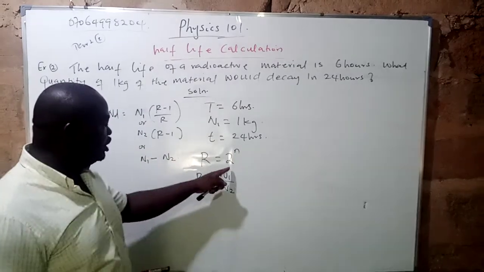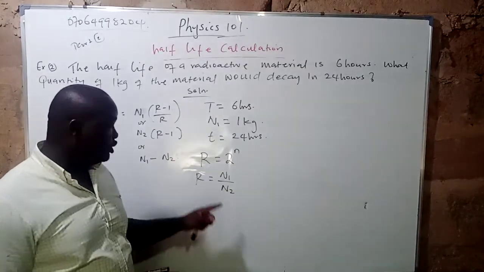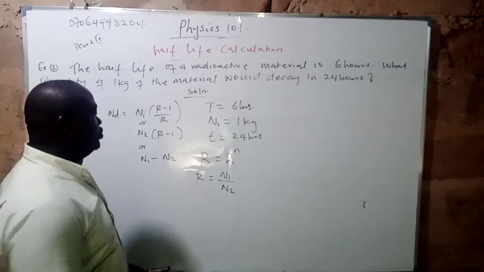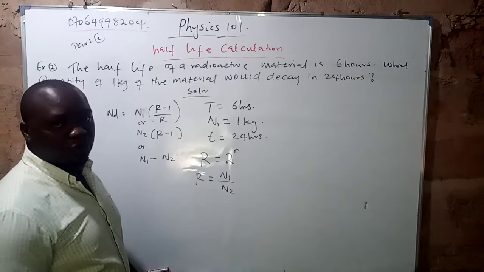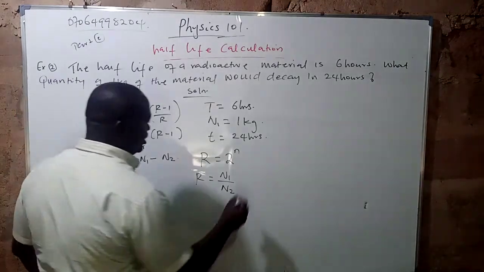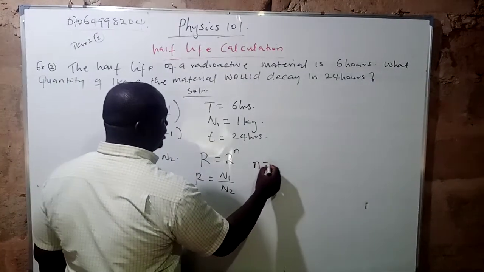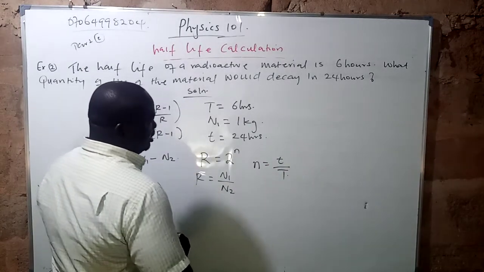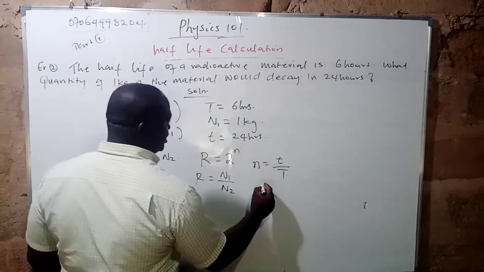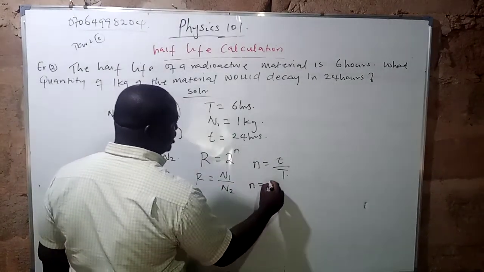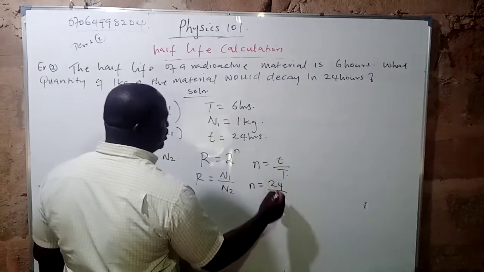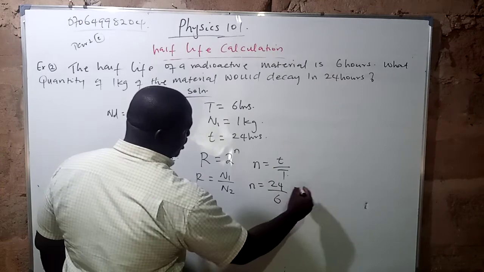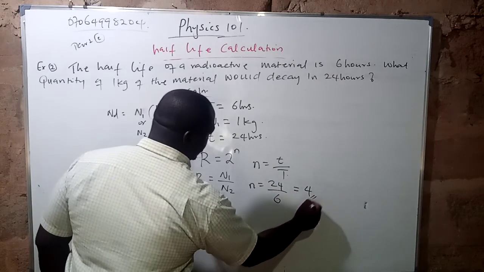Remember again, we cannot use the N1 over N2 formula to get the disintegration ratio, because we are not given N2. So this is the only formula I can use. Now you have 2, but are you given n? No. But you can get n. So n, which is the number of half-lives, is equal to small t all over capital T. Your small t is 24, your capital T is 6, so that should give you 4. So your n is 4.